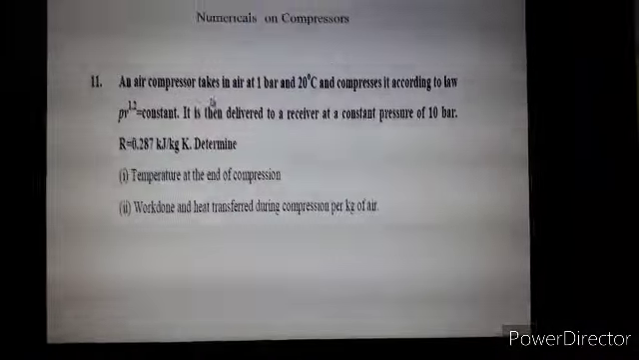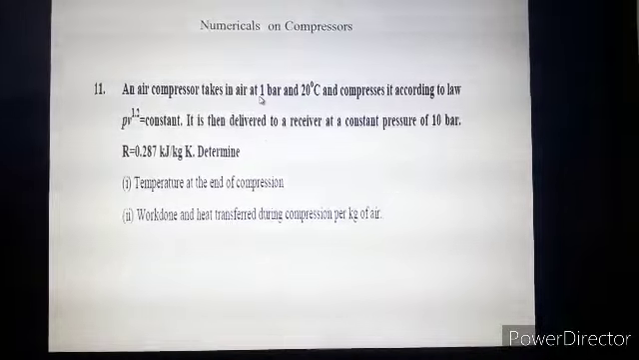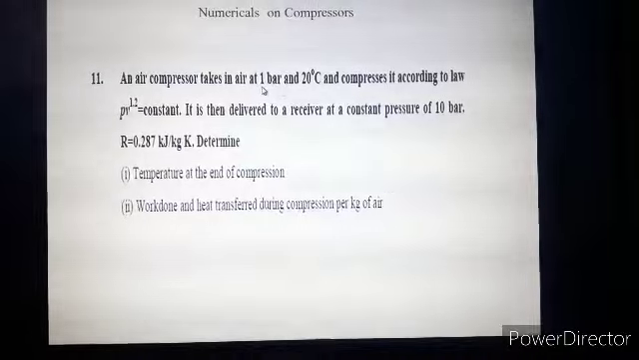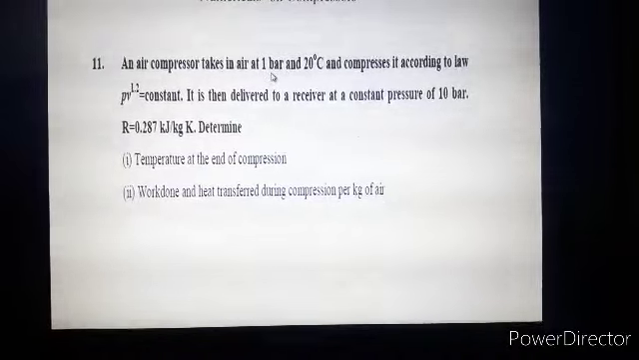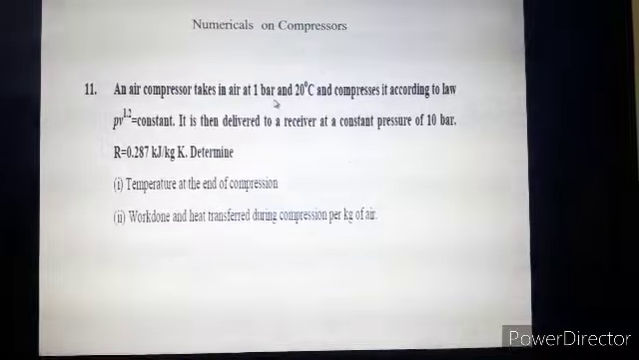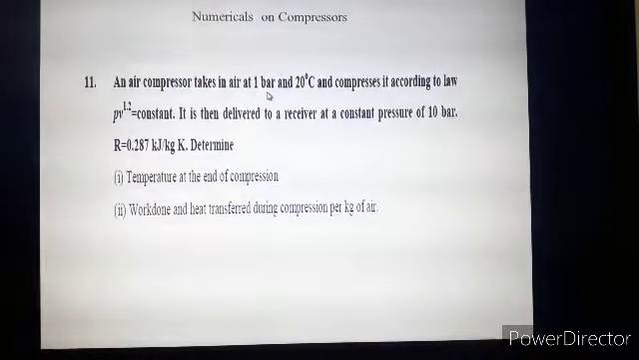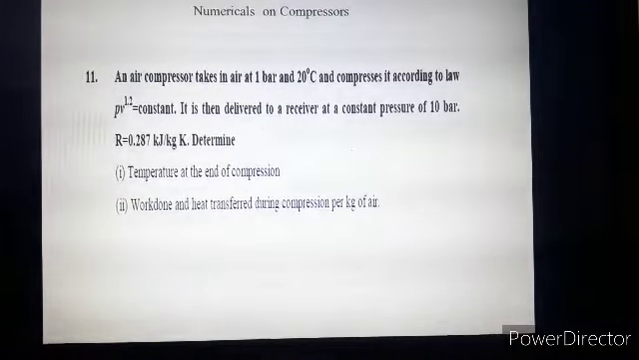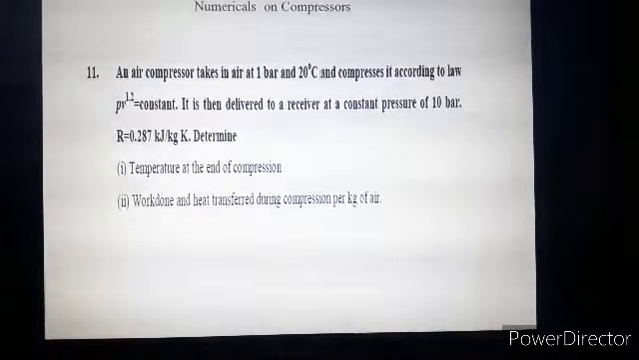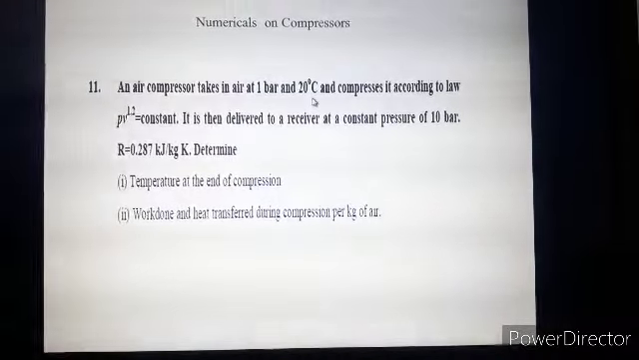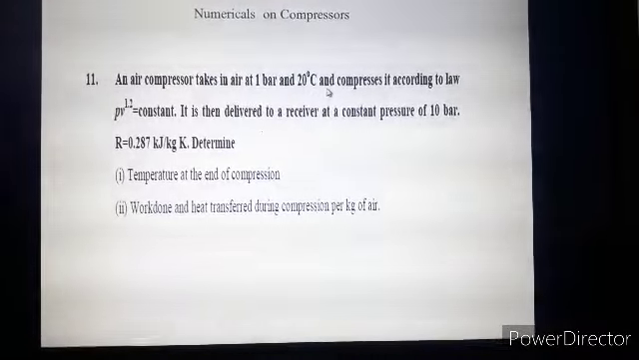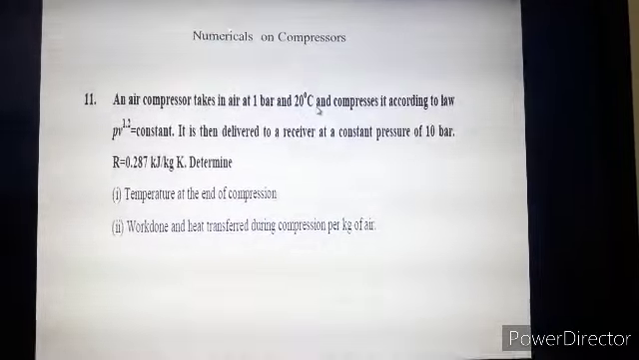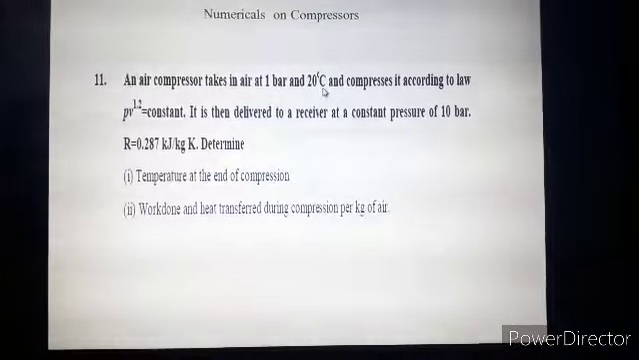Now what is the given data for this numerical? This is the pressure P1, it is again 1 bar. Convert this pressure from bar to Pascal. 1 bar is equal to 10 raised to 5 Newton per meter square, or 1 bar is equal to 1 into 10 raised to 5 Pascal. Then this is the temperature T1, it is 20 degrees Celsius. Again we have to convert this temperature from degree Celsius to Kelvin, so we have to add 273. So T1 is 20 plus 273, that is 293 Kelvin.